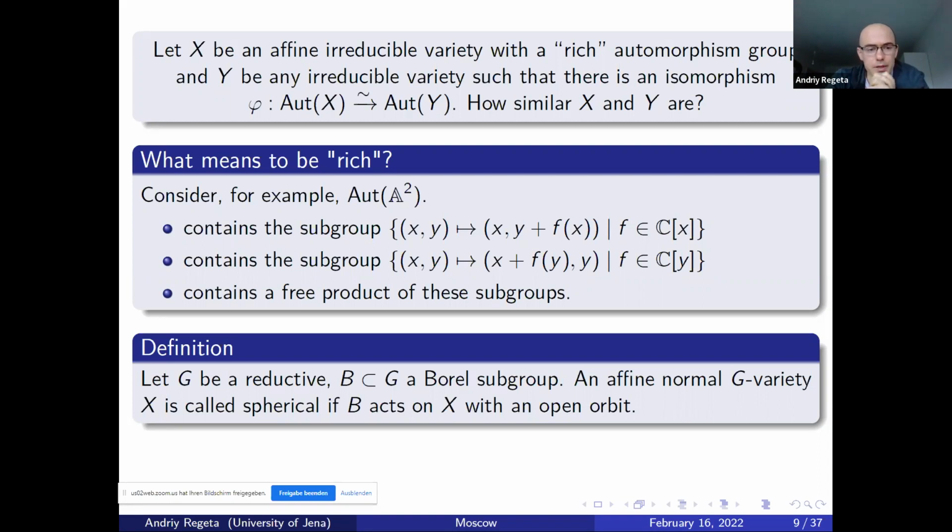Anyhow, let me start with the definition. Let G be a reductive group and B be its Borel subgroup. An affine normal G variety X is called spherical if B acts on X with an open orbit. So for example, if you go to dimension 2, then all affine spherical surfaces are toric except 2. There are only 2 non-toric spherical surfaces, namely SL2 quotient by torus or SL2 quotient by the normalizer of the torus.